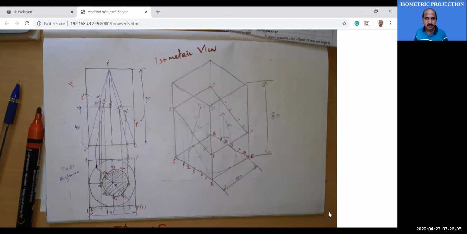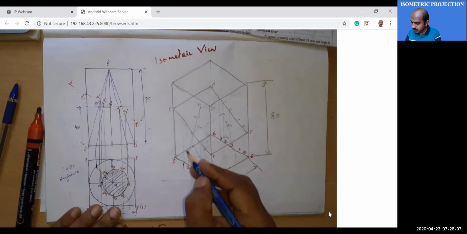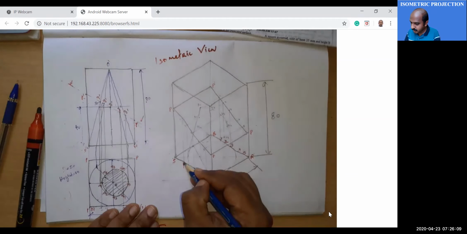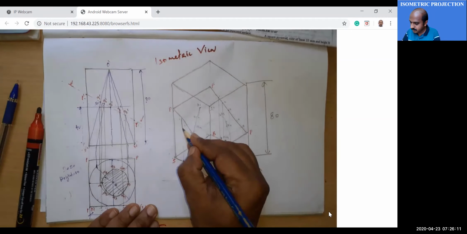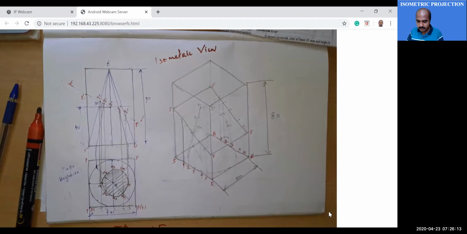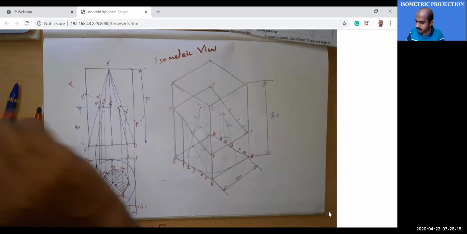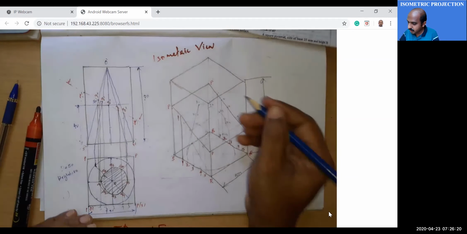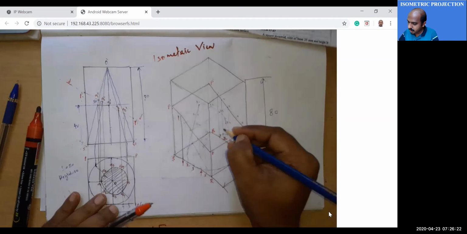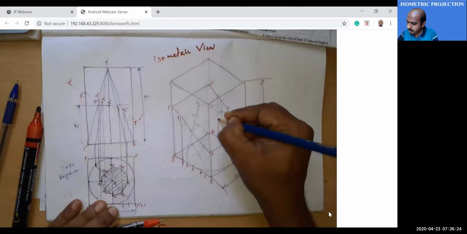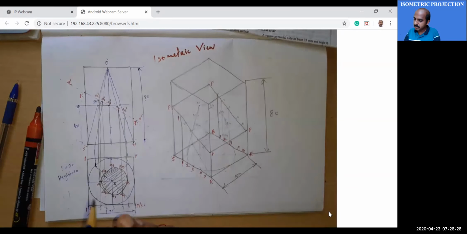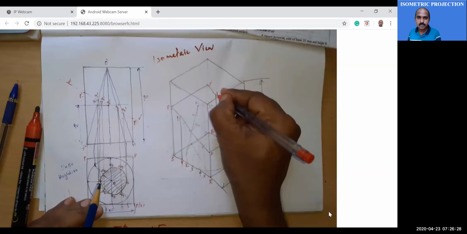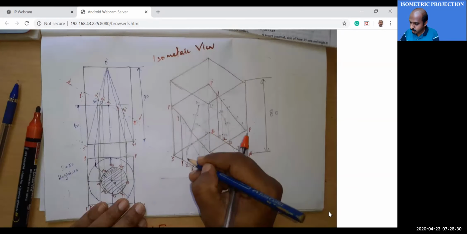Then, same as the previous problem, you can draw a perpendicular from 1 that will meet the PP line, and that is the point. This is your 1. From here also you can locate. Draw a perpendicular that will meet the PP line. That is your 1. And from 2.